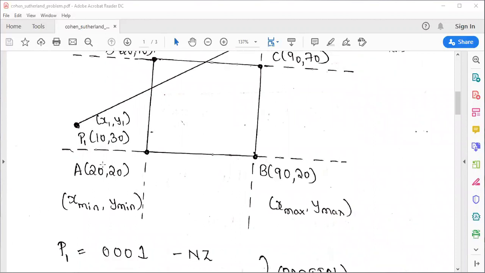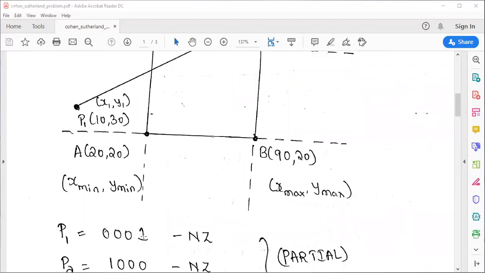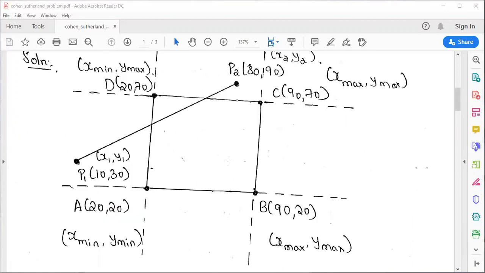So if it is towards the left of the clipping window, the code will be 0001. That is, we follow the ABRL method. A stands for above, B for below, R for right, and L for left. So just refer to the video where I have discussed how to write the region code. The region code for a point, we write by making use of the ABRL method: above, below, right, and left. Since the point is towards the left of the clipping window, that bit will be set to 1. So 0001.